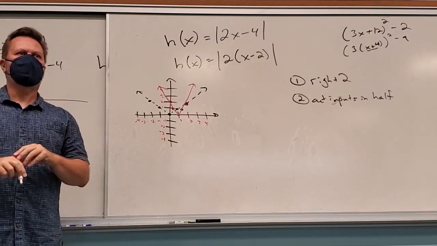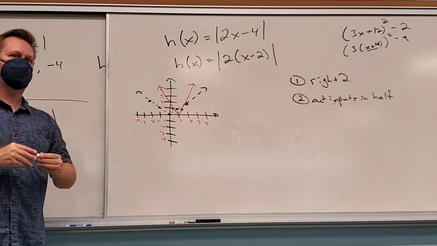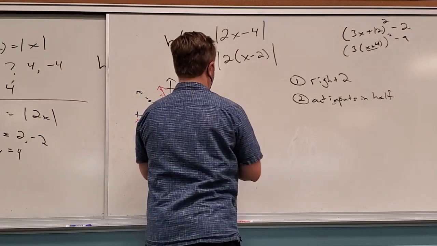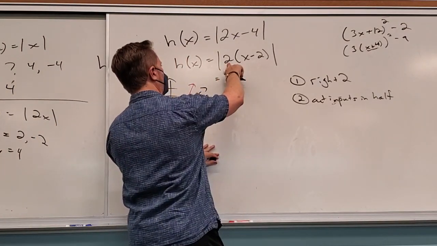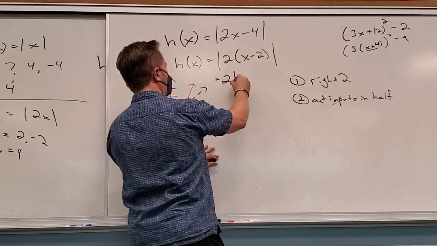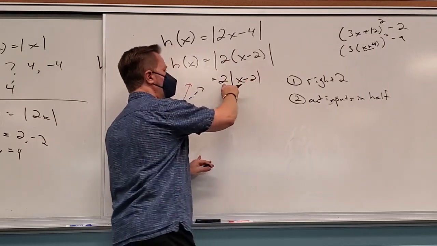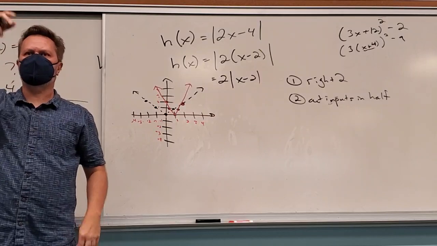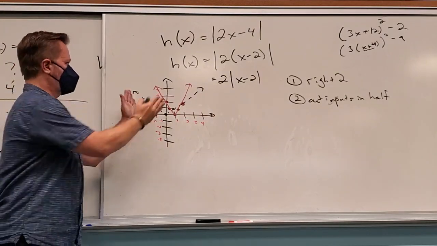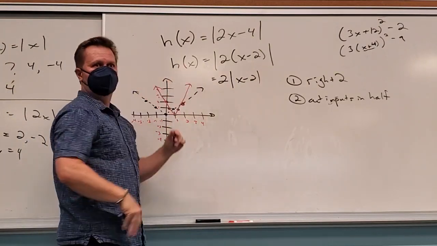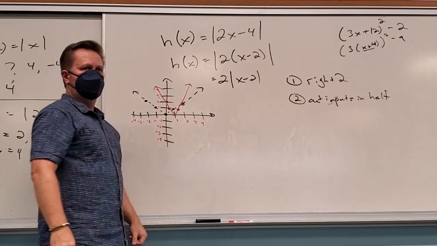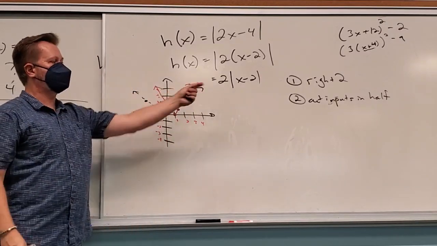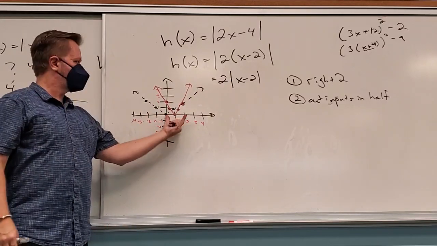Now, one thing you could realize is, what's the absolute value of 2? 2. What's the absolute value of x minus 2? I don't know. What would this mean? Wouldn't that mean double the outputs? You see how that would make it skinnier? So I could have done the same thing with the points, just double the outputs. Would it come out with the same graph?